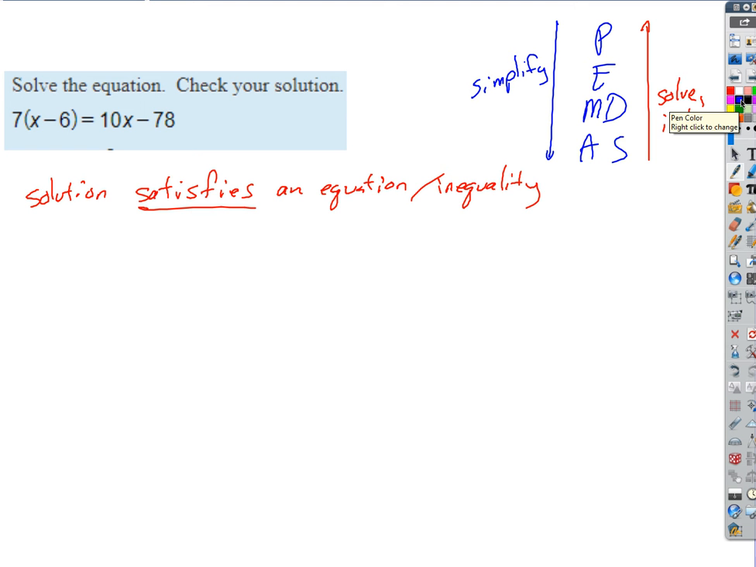If you were going to sit down and do this, I guarantee you just reflexively know what steps to take. Somebody be brave here. What's the first thing you do? Yes, sir? Distribute. Okay, we distribute. We would distribute the 7, right? So we'd end up with, if we distribute the 7, we get 7x minus 42 equals 10x minus 78.